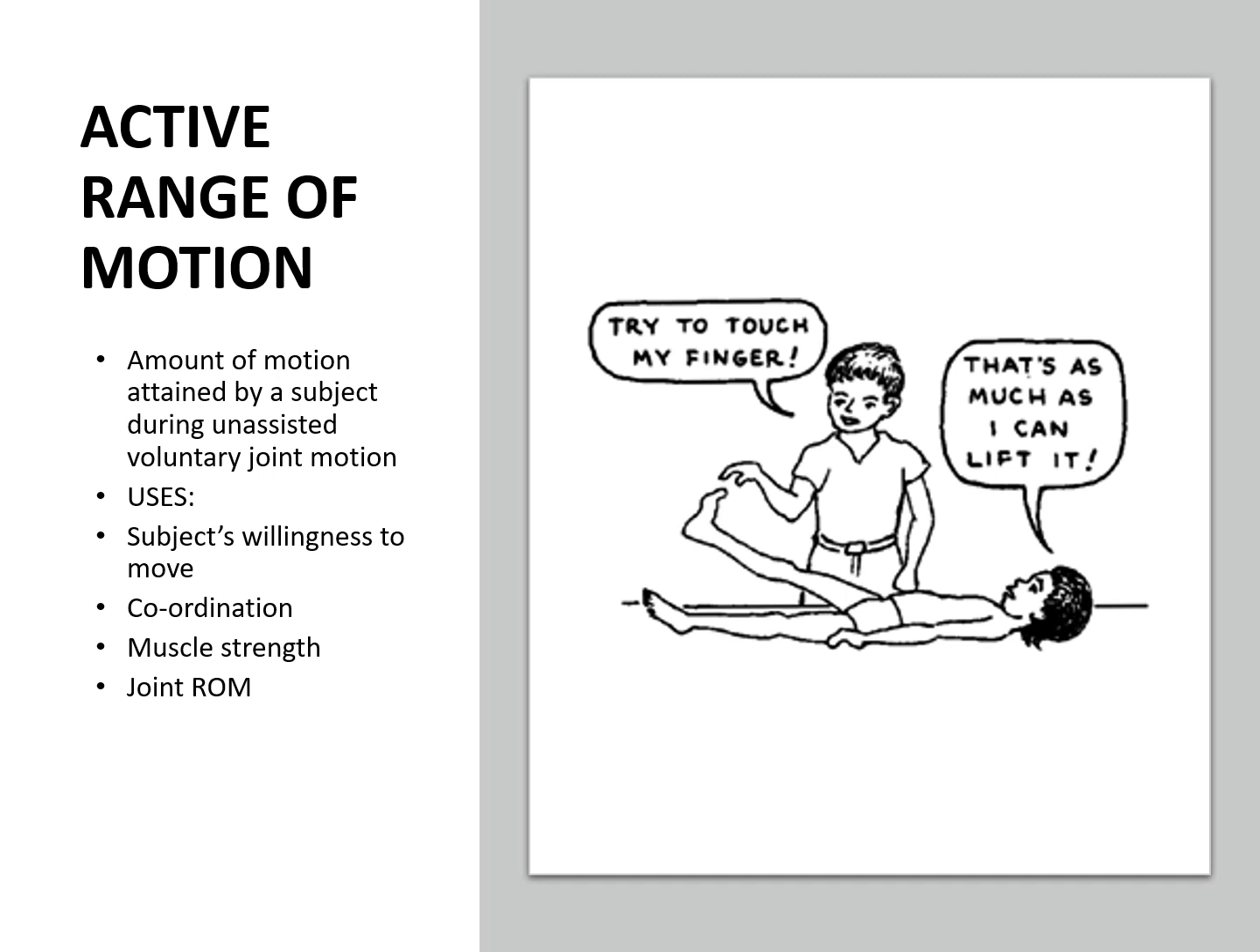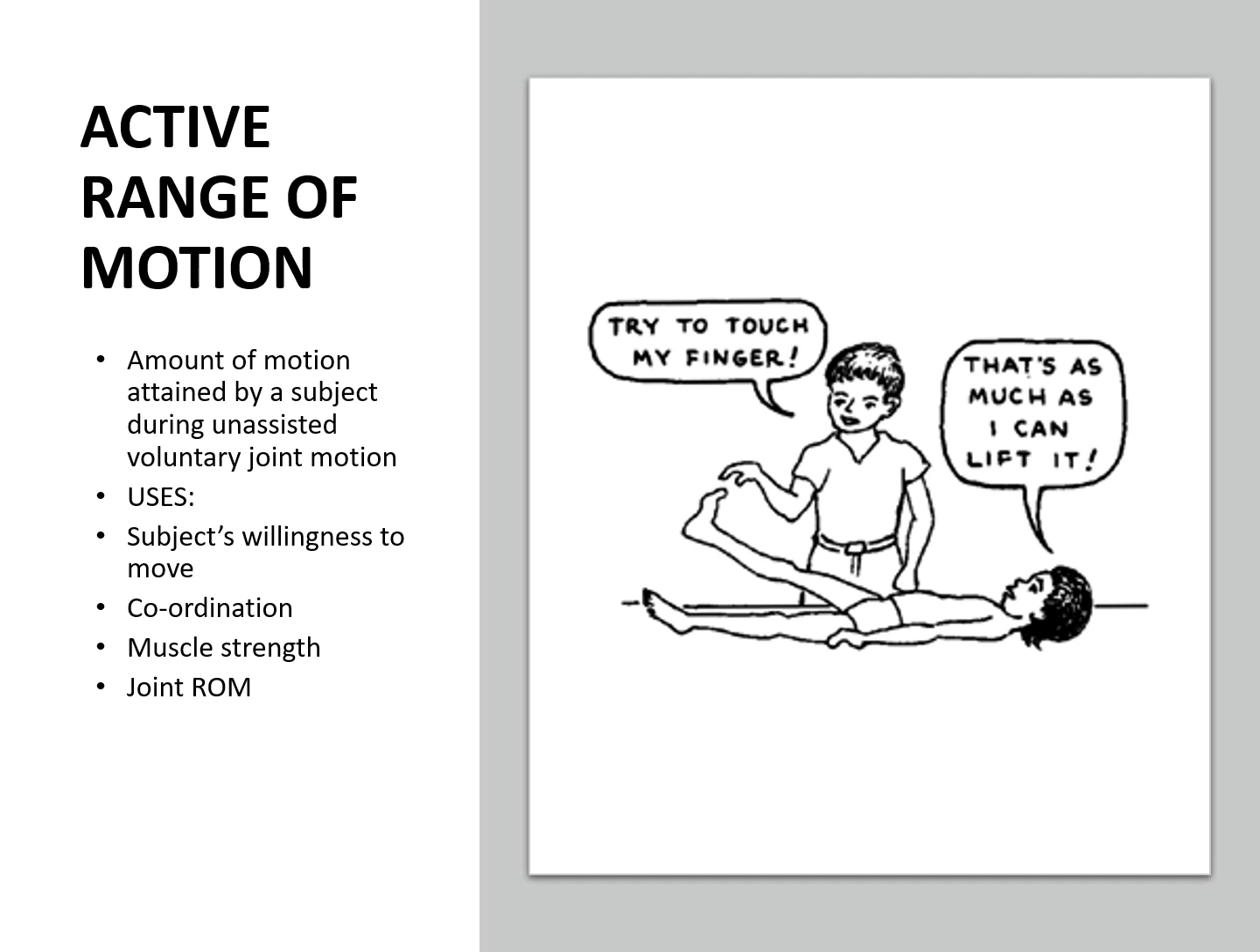What is active range of motion? We know that range of motion is the arc of motion which takes place at a particular joint in a particular plane and is measured in degrees. When you do that actively, voluntarily, that is known as active range of motion. With the help of a goniometer, we are going to measure this active range of motion. So it is the amount of motion attained by a subject during unassisted voluntary joint motion.